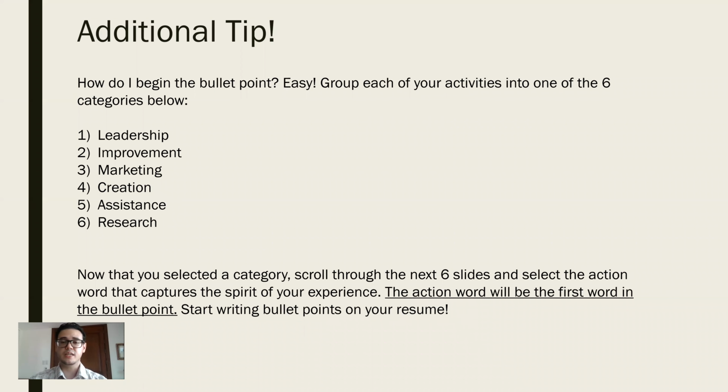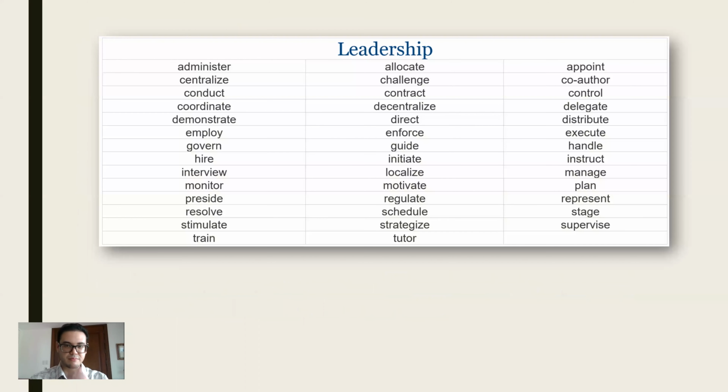So here's an additional tip. How do I phrase my bullet points? Well, think of what you've done in your activities, whether a club member, a participant, a member on the sports team, a member on a school club, or part of the Supreme Student Council. Try to think, was it in leadership? Did what I do was more in research, assistance, creation? Group it into those, and we'll explore examples in our next slides, okay?